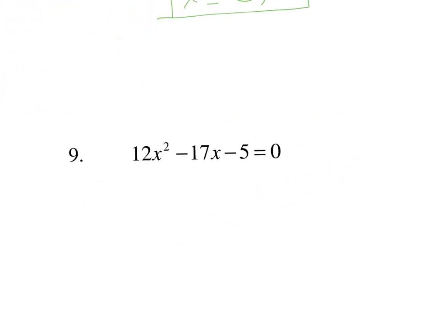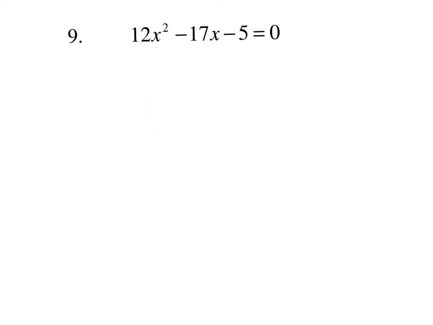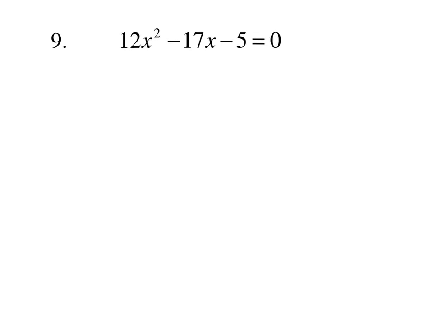On number 9, when you're solving a quadratic equation, the first step is to make sure it equals 0. And then we factor. Because of this, it would be nice if this 12 was common. We could get it off with a GCF, but it's not. So I'm going to use the square root method. That's my preferred method. There are other methods to do this.